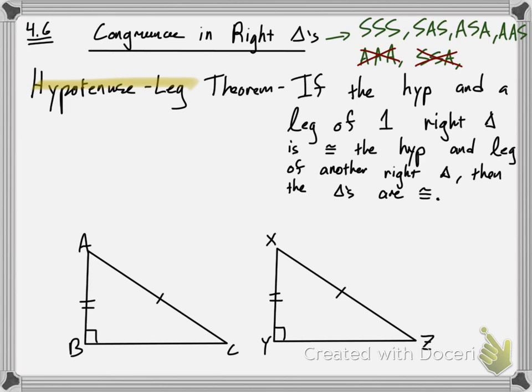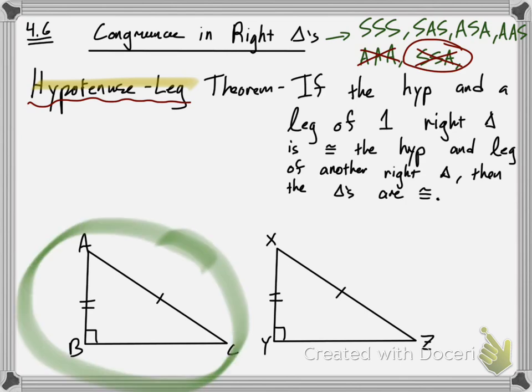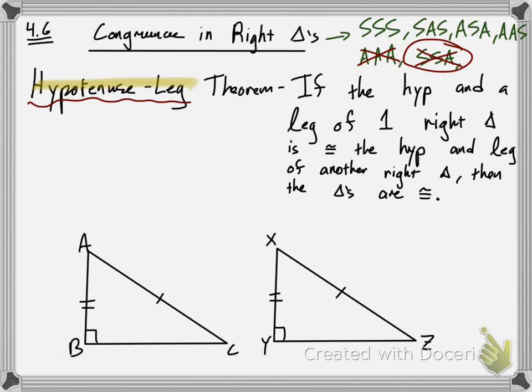All right. Now, we always have exceptions in math, and we're going to talk a little bit more about this SSA combination along with the hypotenuse leg theorem. So, first off, we're dealing with a right triangle, and let's just focus on this triangle to the left here, ABC. This is a right triangle. We have a right angle there as angle B.